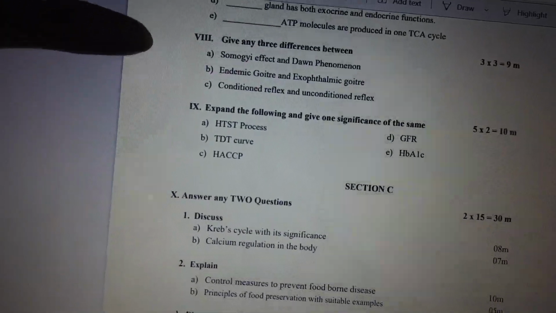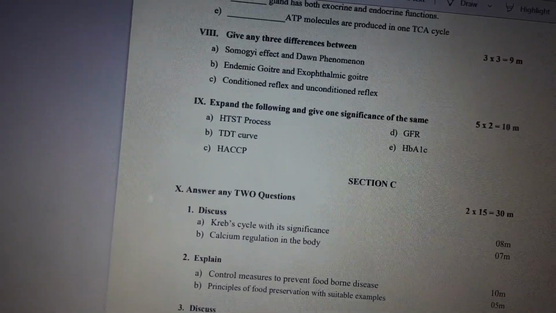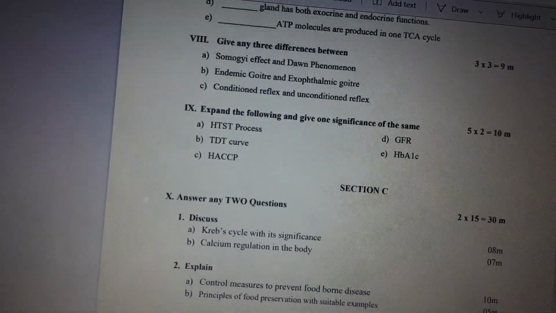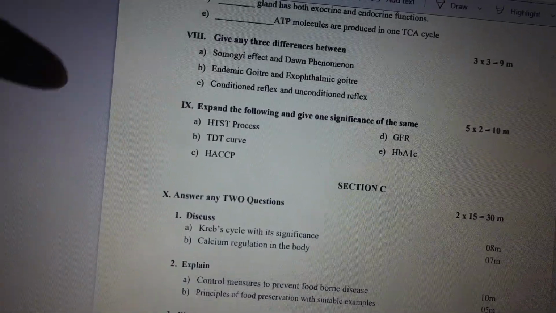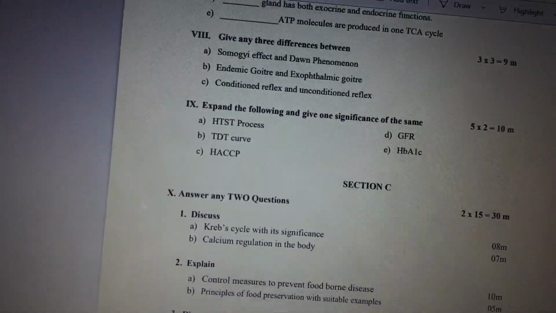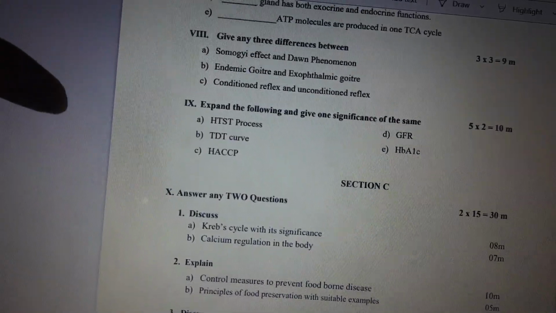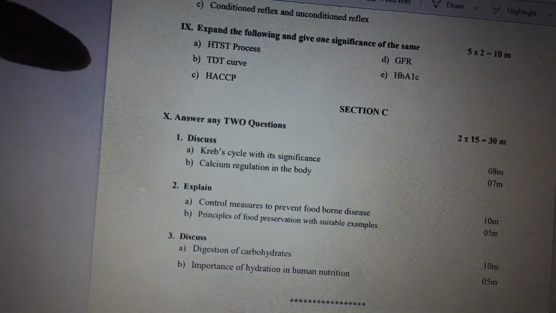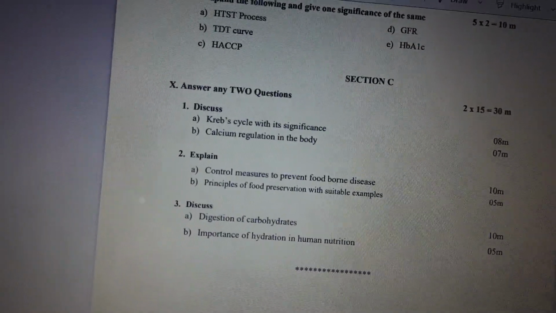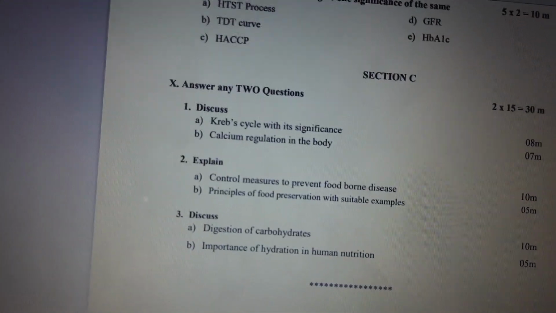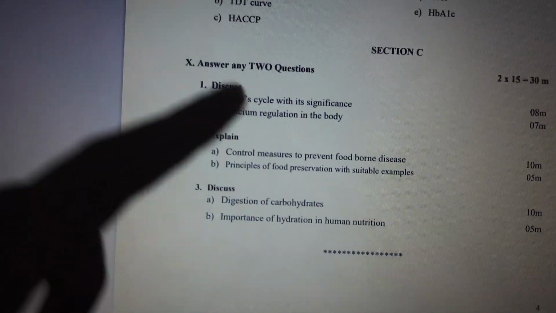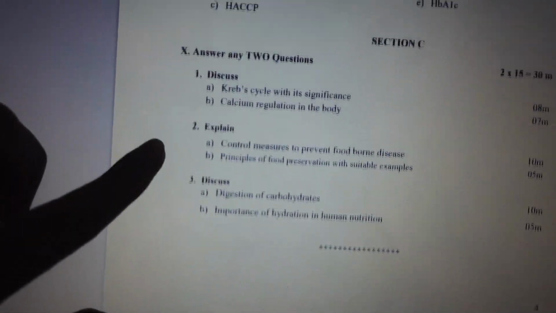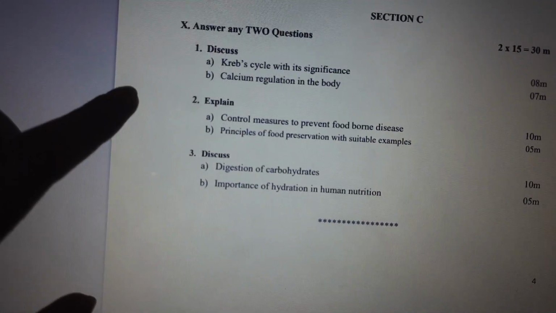Next question is expand the following and give one significance of the same. So I guess these are like full forms and we need to give one significance of each one. It is of 2 marks and 5 parts are there, so total 10 marks. Section C is of 30 marks. There are 3 questions and out of these 3 questions answer any 2 questions. So choice is given, out of 3, 2 are needed to be attempted.